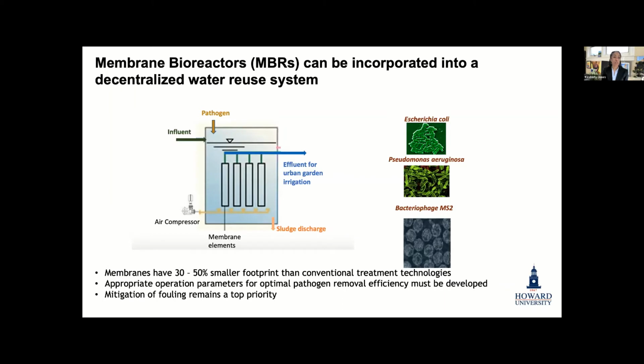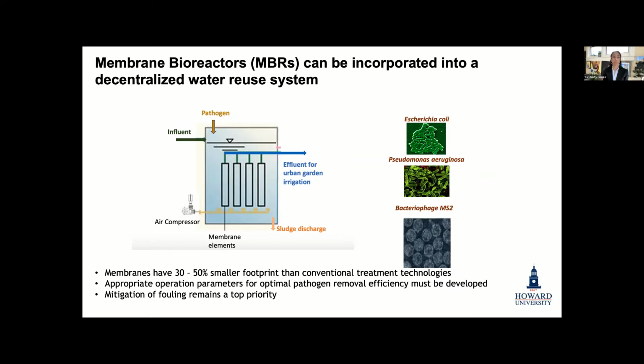When we think about decentralized water reuse systems, when we think about these urban gardens, which was our focus, we wanted to think about a water reuse system that could be set up at the urban garden site. A lot of them have these large rainwater collection systems, and so they harvest rainwater. They don't always treat it. In other cases, they just pipe it in and use it.